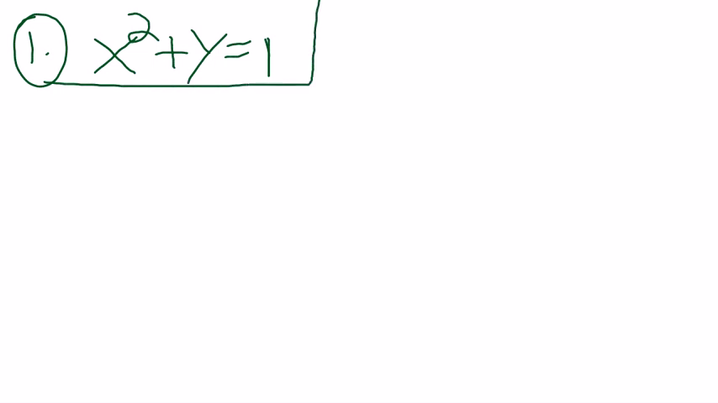Now, if you want it in function form, which you hear a lot, what that means is you want to get y by itself. When you graph anything on the TI Nspire, you have to have it in function form. Y has to be by itself. So if I got y by itself here, I would just subtract x squared. So I'd have y equals negative x squared plus 1.